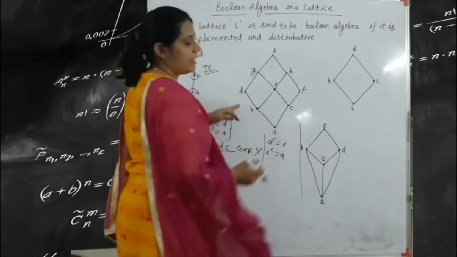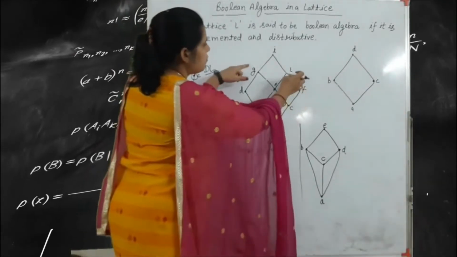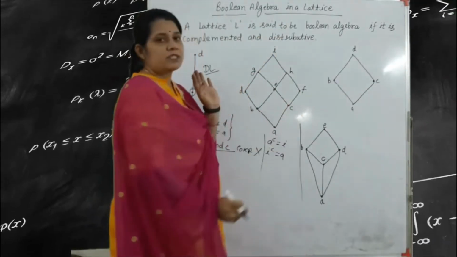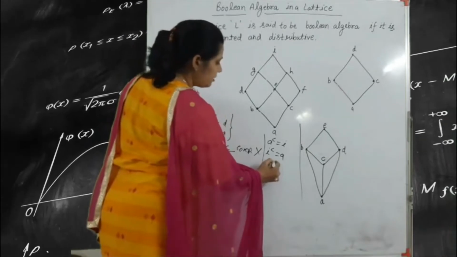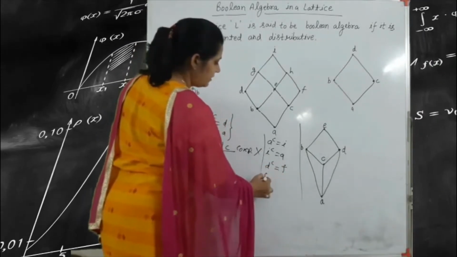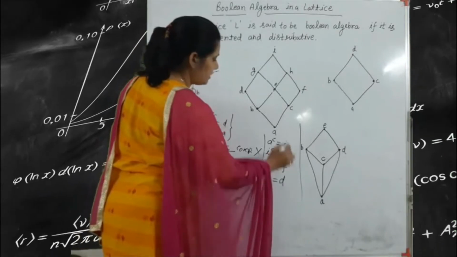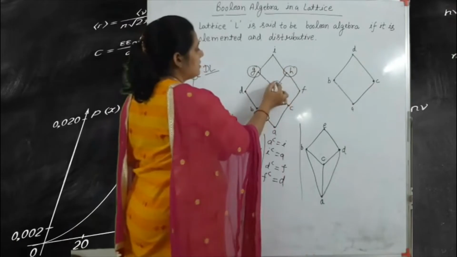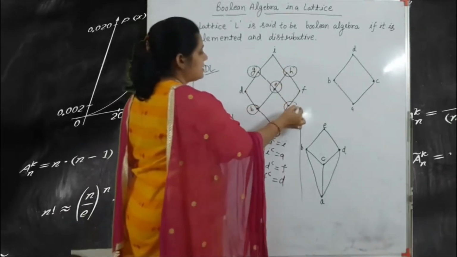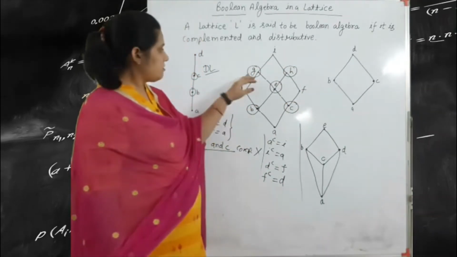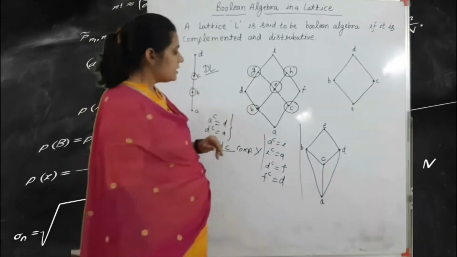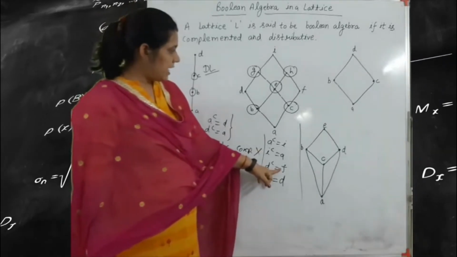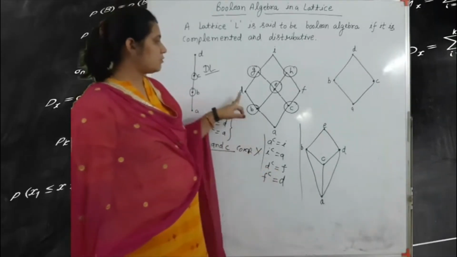If we consider D and F, the first join is the top of the system I and the first meet is the bottom of the system A. So we write here the complement of D is equal to F and the complement of F is equal to D. Okay, but here G, H, E, B and C, five elements, do not have any complement. Here the complement of D is equal to F and the complement of F is equal to D.